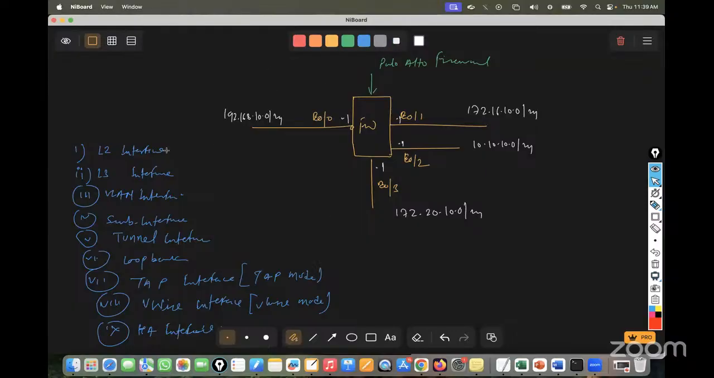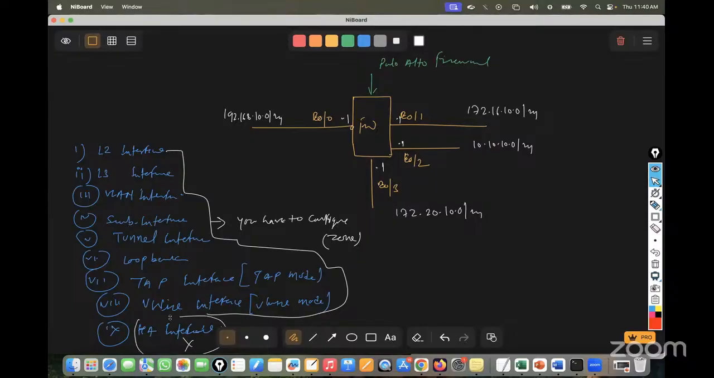For whatever interface we mention here, except the last one, you have to configure a zone. Sorry, not HA, my bad. You have to configure a zone. You got it? Any interface you are going to configure, you must define a zone, except HA. HA is the only interface where you don't require a zone. You don't have the option to configure a zone there. The HA interface doesn't require any kind of zone. It's clear? So now we have to understand what a zone is.